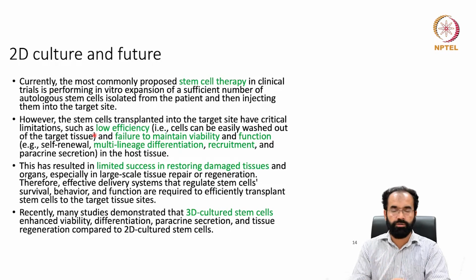Even though they are autologous, maybe some strangeness may be felt from these stem cells by the immune cells. There is also the failure to maintain their viability and function, and because they have to self-renew too, sometimes self-renewal may get affected. With multi-lineage differentiation, you wanted X tissue, but now it is not making X tissue, it is making Y tissue, because the stem cell also has that potential. So what you need, you may not get.